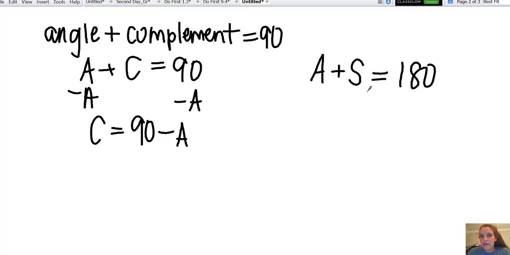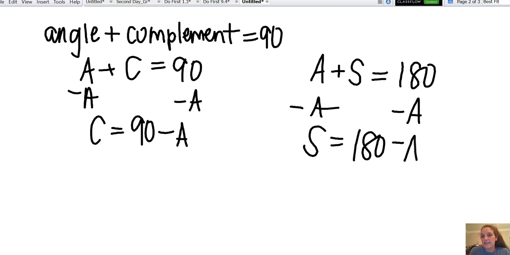Same thing over here. If we wanted to isolate the supplement, if we were trying to find an angle's supplement, that means we're trying to solve for S. So we need to isolate the S. We need to get rid of the A. We're going to subtract A from both sides. And so a supplement of an angle is 180 minus the angle.